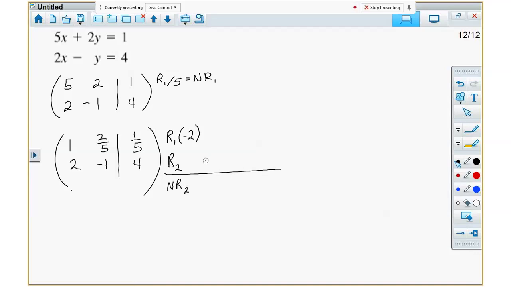So row 1 multiplied by negative 2 gives us negative 4/5 and negative 2/5. We'll add it to 2, negative 5/5, and 20/5. That's going to give us 0, negative 9/5, and 18/5. So now we've got the matrix. It looks like 1, 2/5, 1/5, 0, -9/5, -18/5.